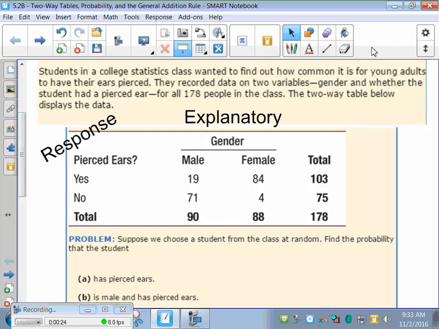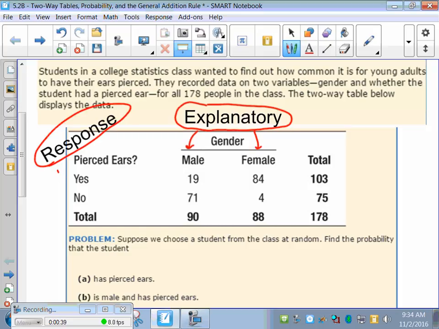We've got males and females, and that is our explanatory variable. So we do have explanatory and response. Explanatory is going to be male or female, and our response variable is pierced ears, yes or no. And we make a two-way table. So they give us this table.